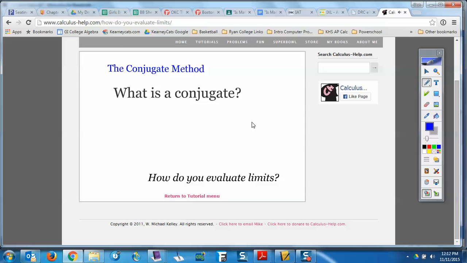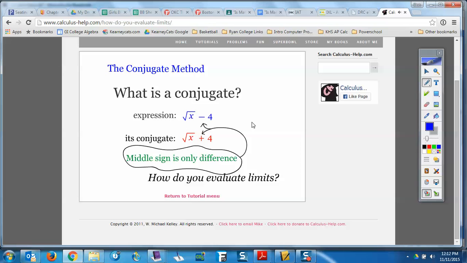Take a look at this expression. The square root of x minus 4. Now, this is a plain old two-term expression. However, it is easy to make a conjugate. All you do is change the negative sign in the middle to a positive sign. The conjugate of the square root of x minus 4 is the square root of x plus 4. That's all there is to it.